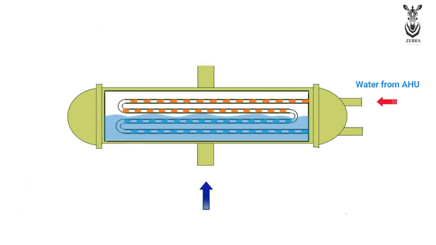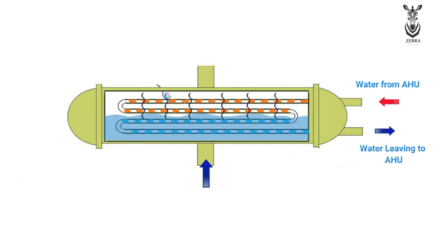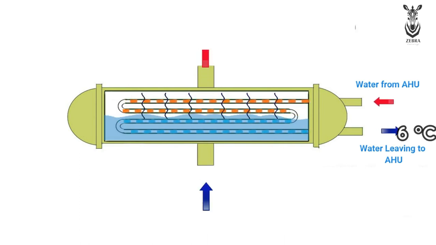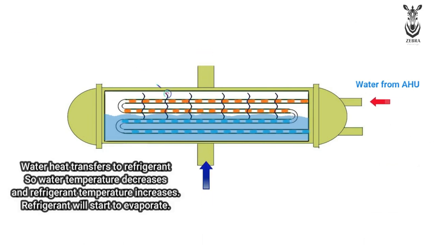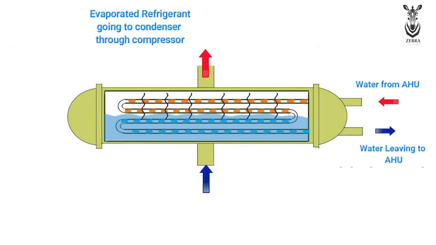According to the law of thermodynamics, the heat of the water will transfer to the refrigerant, because the water temperature is higher than the refrigerant. As the heat of the water goes to the refrigerant, the water cools down and comes out of the evaporator at 6 degrees Celsius and goes to the AHU. As the temperature of the refrigerant increases, the refrigerant evaporates and goes to the condenser through the compressor. This process is continuous.